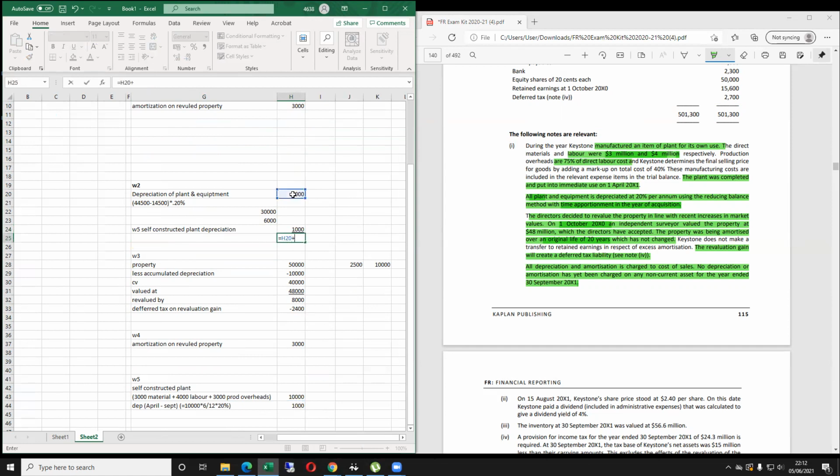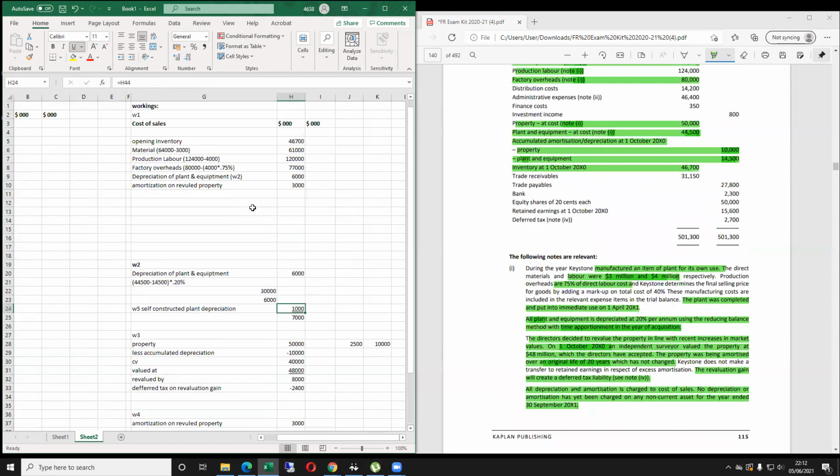Wait, what's this for? This depreciation. But why 20%? So 20% is given in the question. See this, 20% reducing balance. So all plant and equipment, you have to be very careful. So 6 months, we were going to do straight line method at 20%. So 6,000 is coming from the depreciation of other plant plus 1,000 from our plant. So it means total depreciation is 7,000.